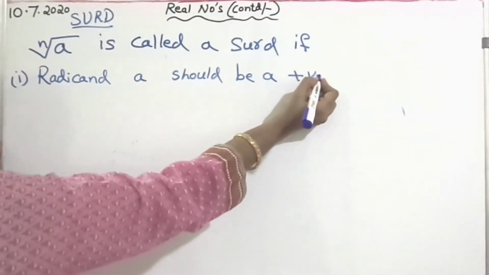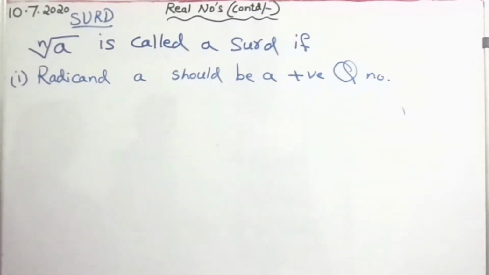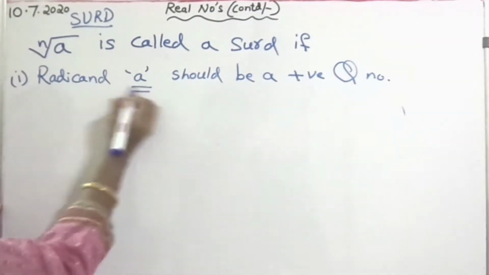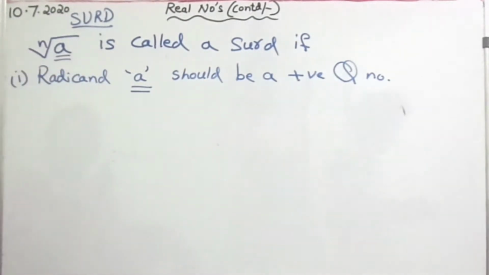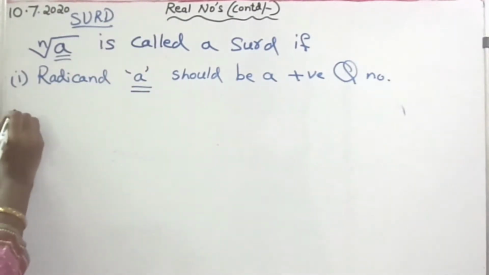positive rational number. I am writing in short form. Radicand a should be a positive rational number. Now you know what rational numbers are. Every integer is a rational number, and it can be written as p upon q, that is a rational number. So radicand a should be a positive rational number.